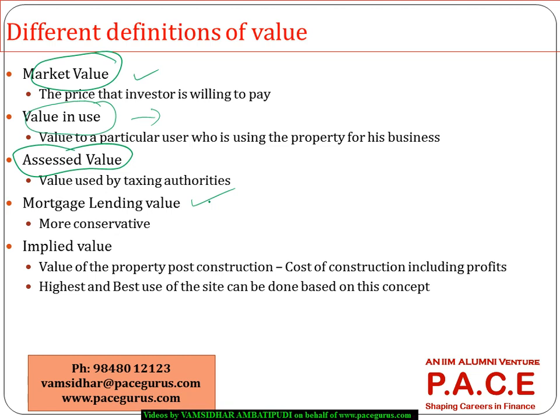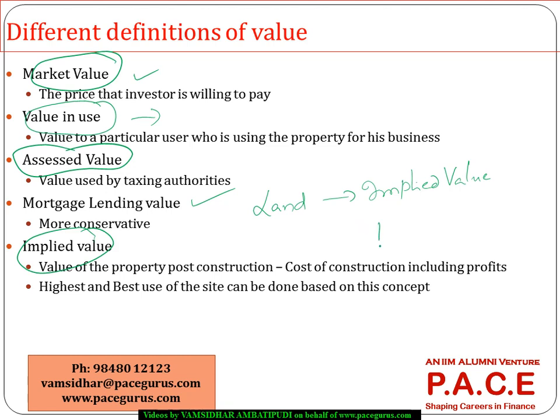a loan against mortgage. So whenever I am trying to take a mortgage backed loan, if a lending agency has to evaluate the worth of my property, the value that they assign to it is what we call mortgage lending value. And when it comes to land, we even use a word called implied value. What is it?